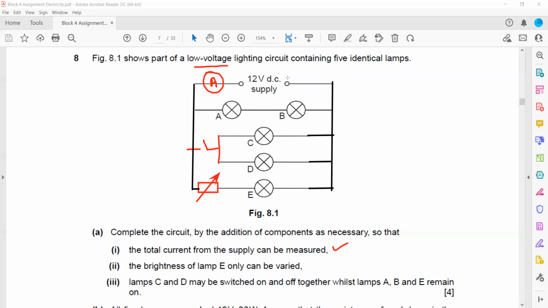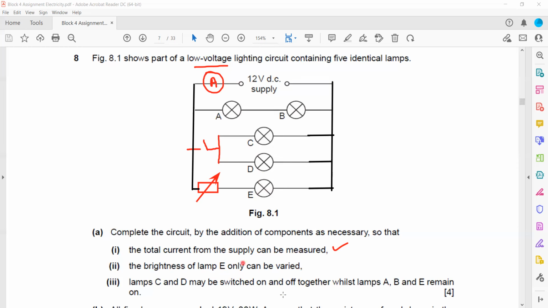So we completed the circuit. The first part was that the total current of a supply is to be measured. So if you want to measure the total current, we should have an ammeter next to the supply. If you want to change the brightness of the lamp, we should have a variable resistor, because a variable resistor can change its resistance. So the brightness of the lamp will vary.